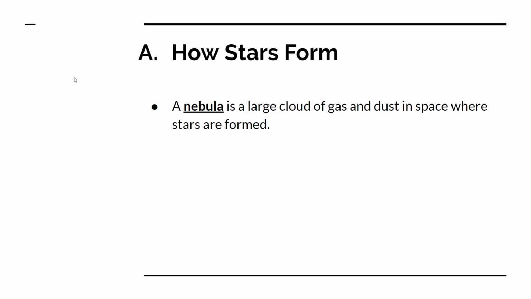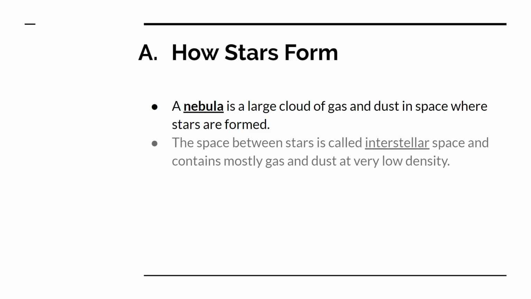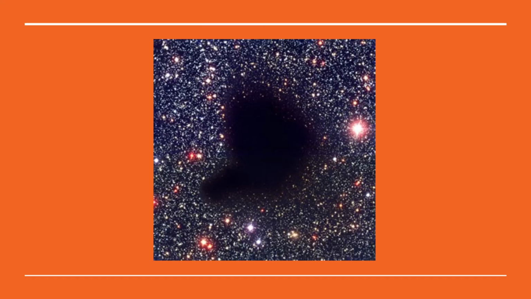So first up, let's get a definition down. A nebula is a large cloud of gas and dust in space where stars are formed. All right? The space between stars is called interstellar space and contains mostly gas and dust at very low densities. So nebulas are where there's a lot of gas that make essentially a cloud, and interstellar space is almost nothing. Interstellar space is really, really thin gas, whereas a nebula has a lot more gas and dust, not nearly as much in interstellar space. It's very low density.